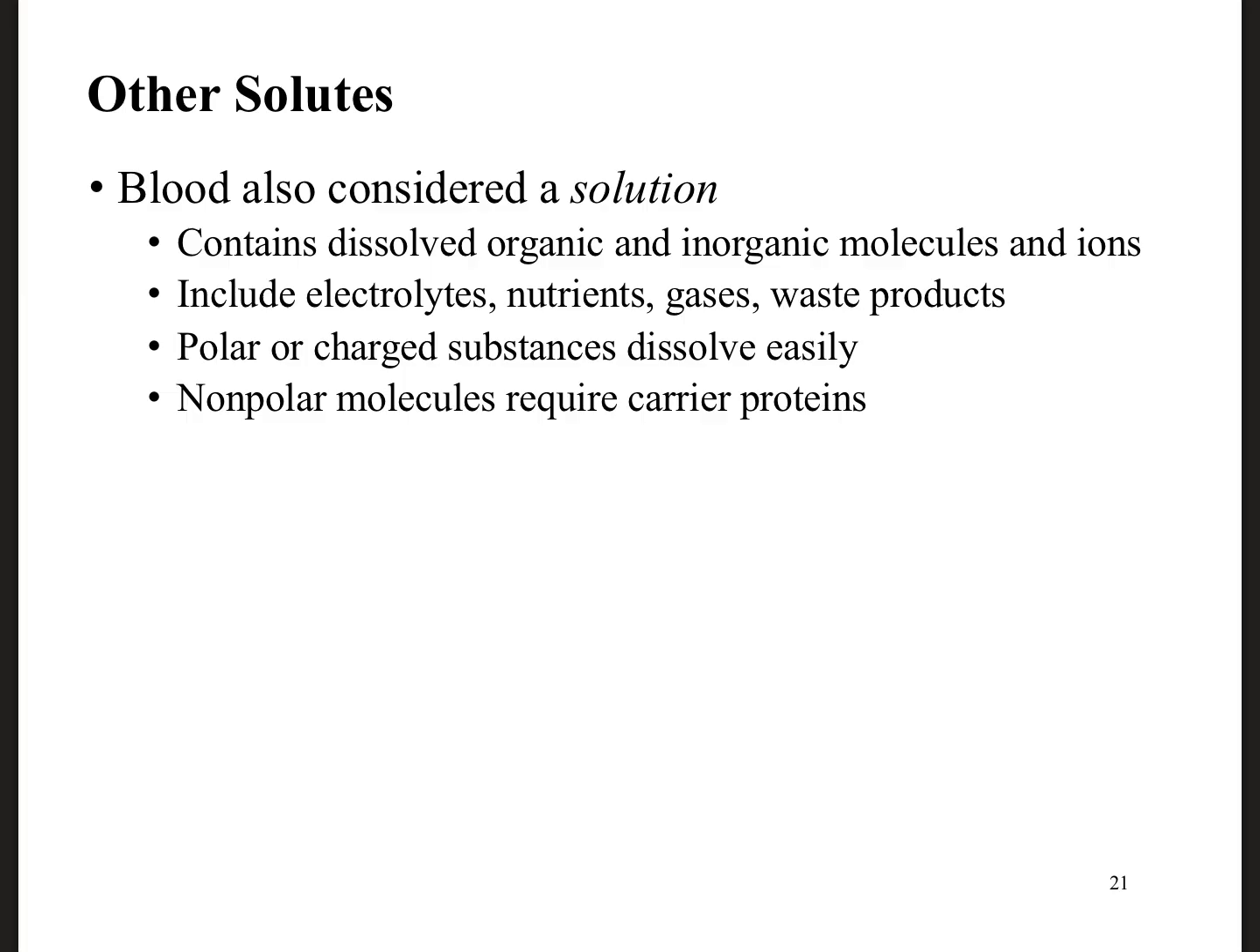Other stuff that is present in the blood, right? So we talked about blood being a colloid. It's a suspension of stuff, but it's also a solution. There are things that are dissolved in the plasma, right? Organic and inorganic solutes, molecules. Things like electrolytes, chlorine ions, calcium ions, sodium ions, nutrients such as glucose, gases, carbon dioxide and oxygen, right? And waste products such as carbon dioxide.